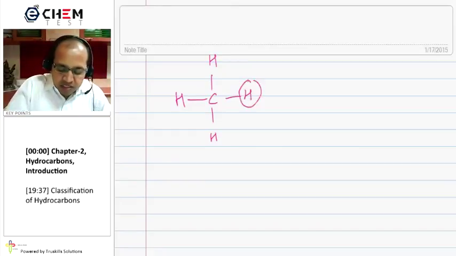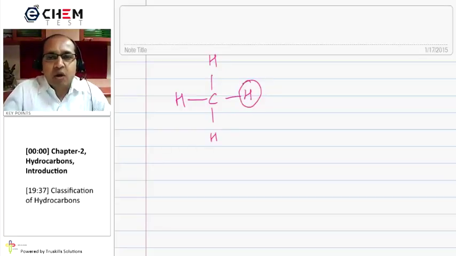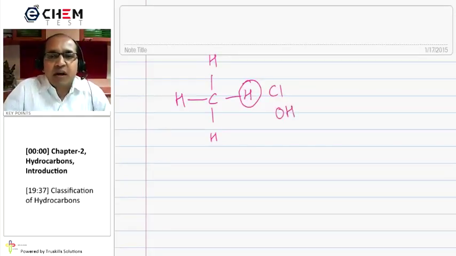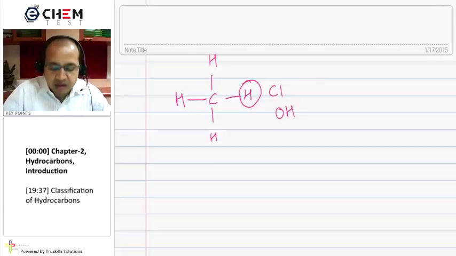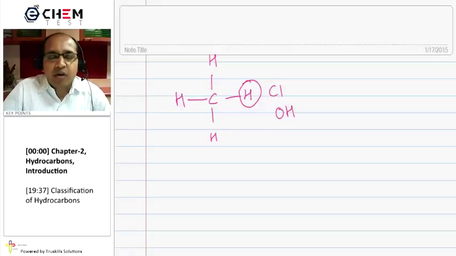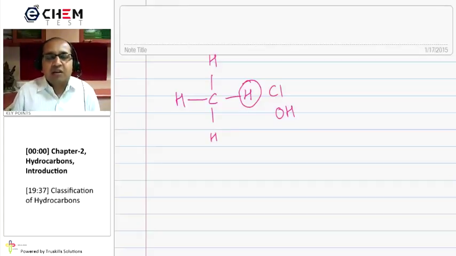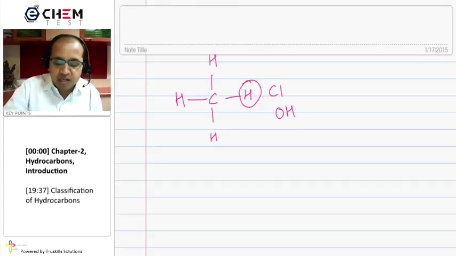When we replace this hydrogen by any atom or group of atoms, which is called a functional group, like Cl or OH, then we have a derivative of hydrocarbon. And the study of this kind of hydrocarbon and derivatives of hydrocarbon is a part of organic chemistry. Here we will discuss mainly the hydrocarbons. So, before I start, let me classify hydrocarbons in a proper way.